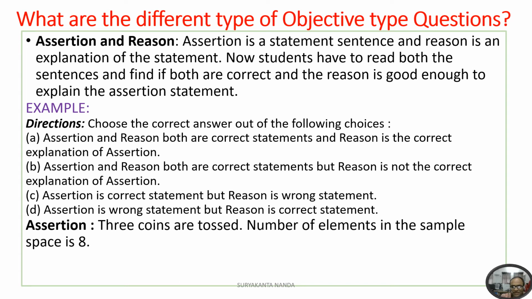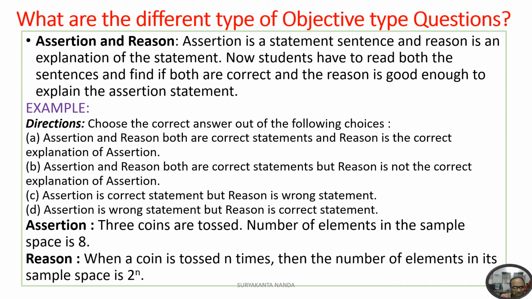Here the assertion is given like this and the reason statement is given like this. The assertion statement is 3 coins are tossed, number of elements in the sample space is 8. And the reason statement is when a coin is tossed n times, then the number of elements in its sample space is 2 to the power n. Now students will go through both the statements, assertion and reasoning, and accordingly one of the 4 options will be chosen by the student.